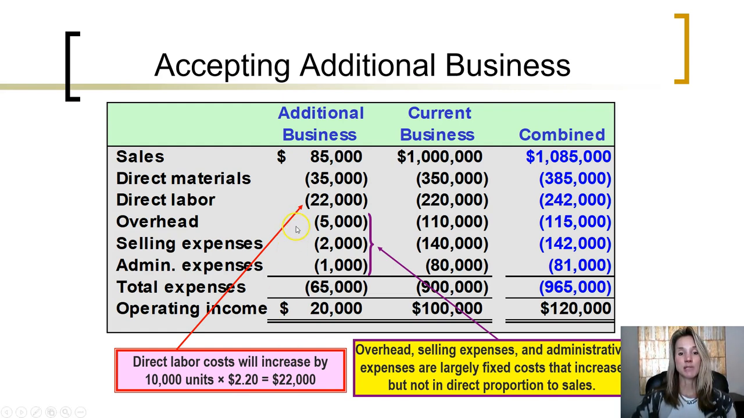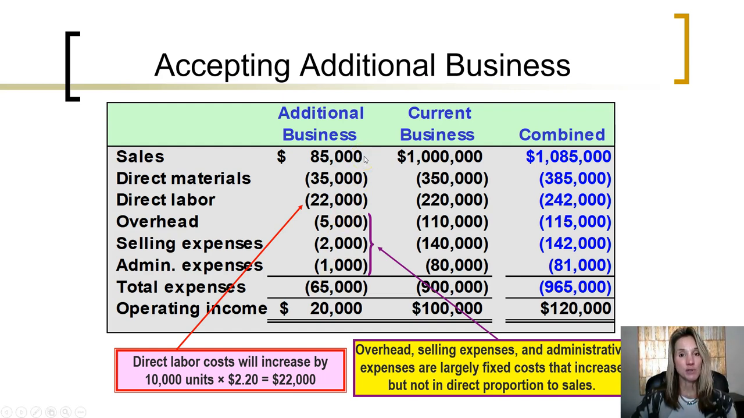The additional expenses, overhead, selling, and admin, are for the most part fixed. They will not change, except because of this one-time order, $5,000 in additional overhead, $2,000 in additional selling, and $1,000 additional administrative expenses will be incurred. Because these costs will not be incurred if they don't accept the special order, they are relevant. So the total costs associated with just this order are $65,000.